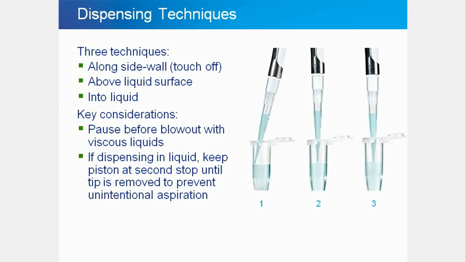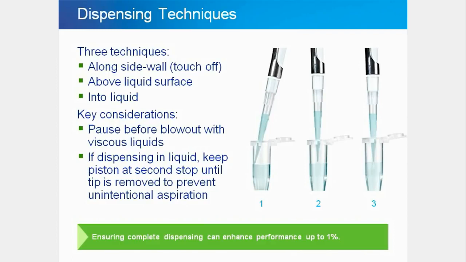Ideally, during blowout, slide the tip along the side of the container wall while pulling up to ensure that all liquid has been expelled. This is called touch-off. When dispensing viscous liquids, pause before blowout to ensure that everything has been expelled. Dispensing directly into the liquid is the most common technique. If dispensing directly into the liquid, you might want to consider touching off along the side wall to ensure that all liquid remains in the tube.